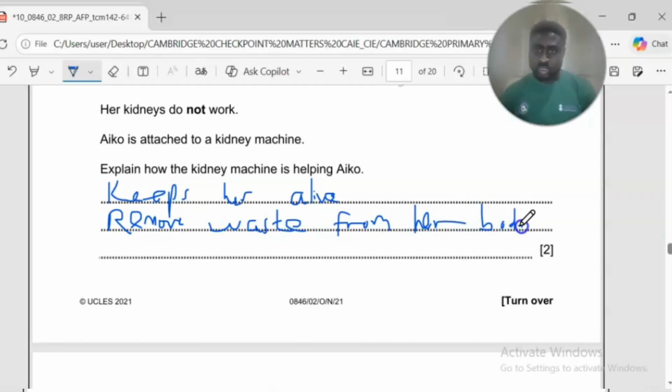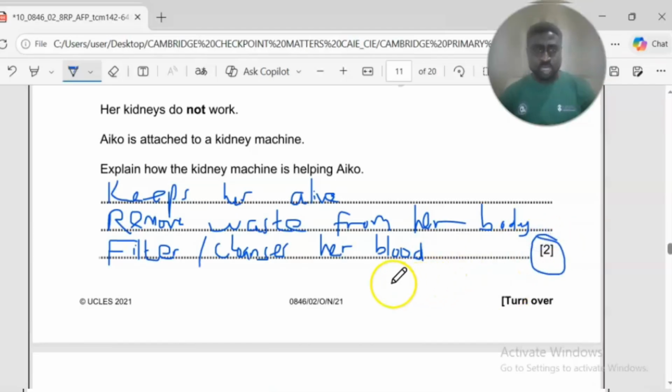Another option could be that it helps to filter or cleanse her blood. You can say filter or cleanses her blood, and this helps her to stay alive for a very long period of time. This helps to stay alive as much as possible. So any of these options would go for 2 marks allocated.